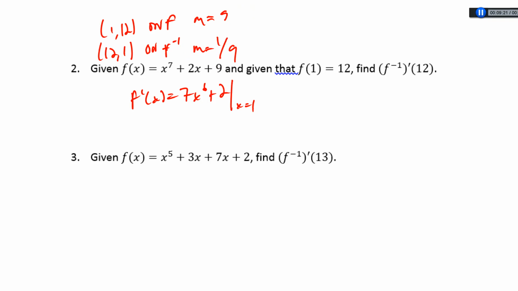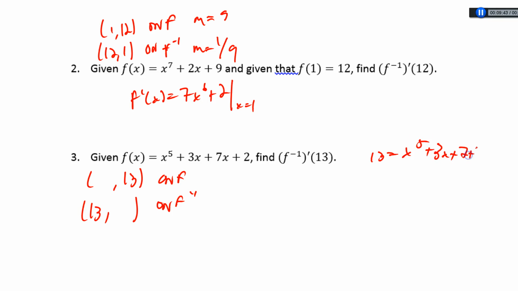All right, next up, so this is kind of the bare bones. So we have the x-coordinate of f inverse. So I don't know what point is on f, and I don't know exactly the whole point that's on f inverse, but we can figure it out. So 13 is the x-coordinate of f inverse. That must mean it's the y-coordinate of f. So I can solve that. So we have 13 equal to x to the 5th plus 3x plus 7 plus 2.